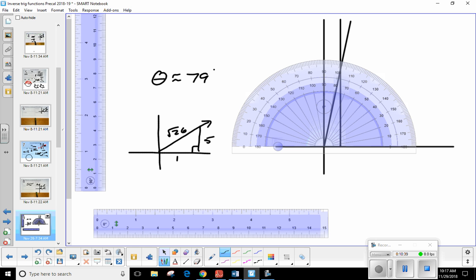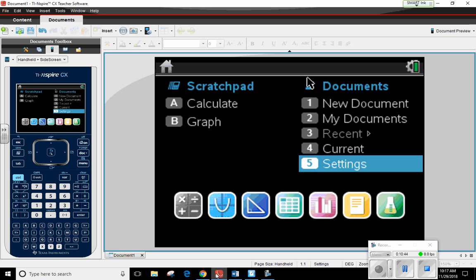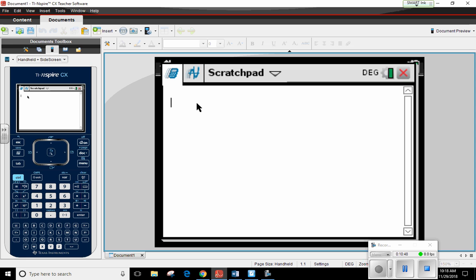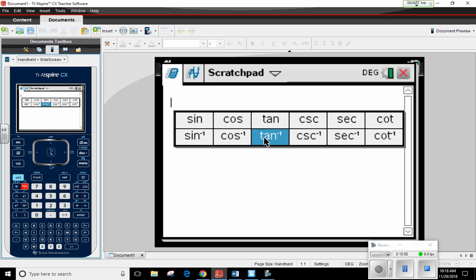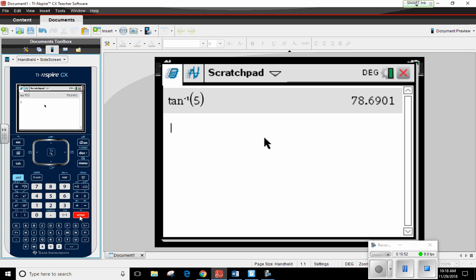So now let's actually plug it in the calculator and see how close we got. Okay, we're taking, and let's see here. Calculate, and I'm in degrees. Okay, so tangent inverse, it was 5, 78.6, so about 79. There we go.